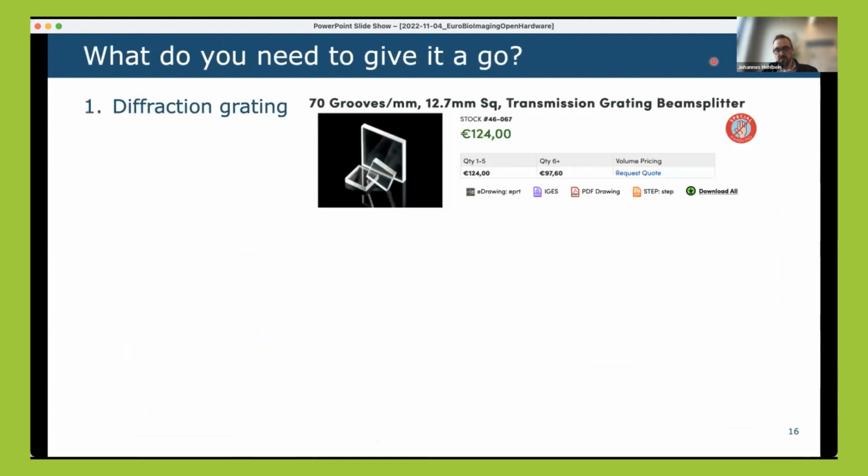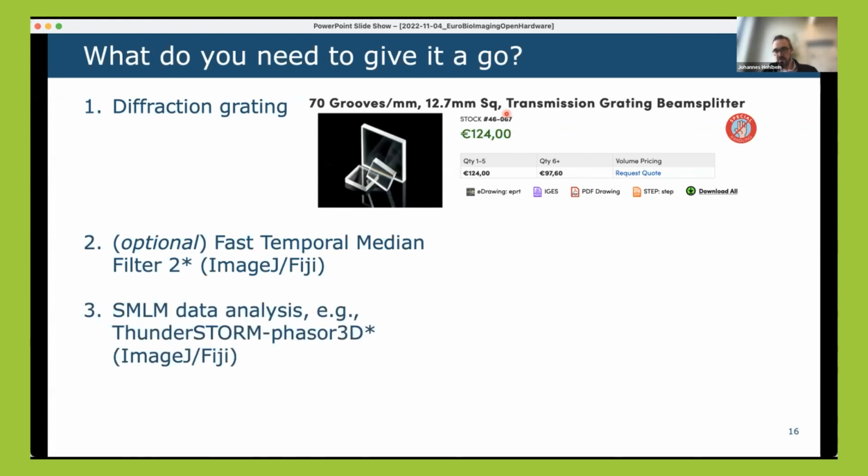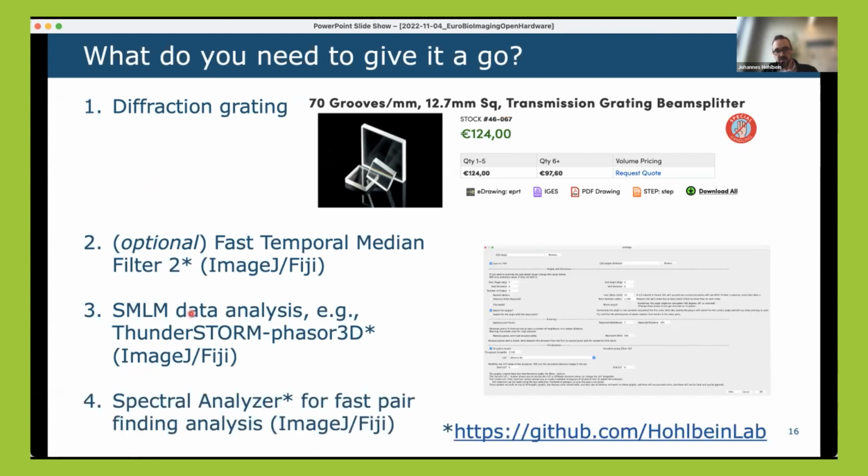And to give this a go, what do you need? It's simple. You buy a diffraction grating, which sets you back around 120 euros. Then you use the software. We developed a fast temporal median filter for ImageJ-Fiji, which many people use for image analysis. In ImageJ-Fiji, you take your favorite super resolution localization algorithm, for example ThunderSTORM. And then you download the software that we released to do a very fast pair finding analysis in ImageJ. You first localize all your molecules as normal, then you run this to get the distances.